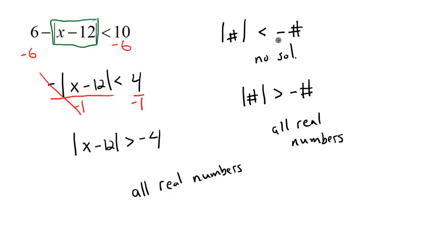Okay, so this is what you got to look for. You got to make sure that the absolute value expression is isolated by itself, and then on the other side it has to be a negative value, and if it's less than, it's no solution. If it's greater than, then it's all real numbers.